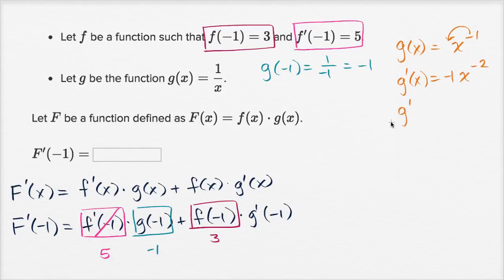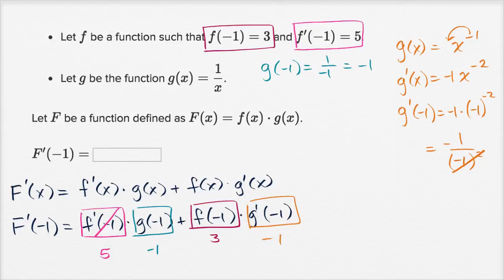So g prime of negative 1 is equal to negative 1 times negative 1 to the negative 2 power. And that's just the same thing as negative 1 over negative 1 squared. This is 1, so this is just all going to evaluate to negative 1. So this is negative 1.